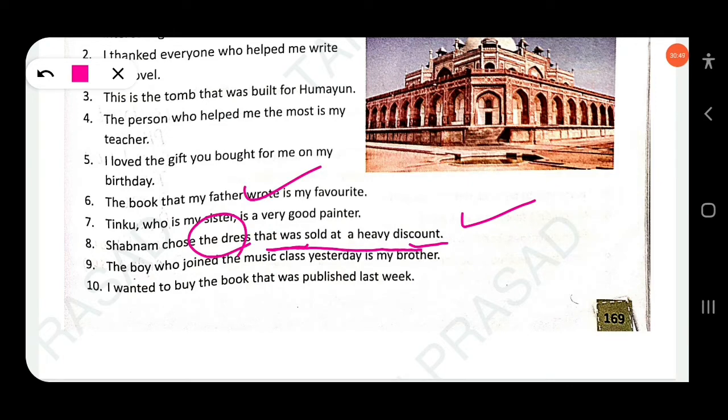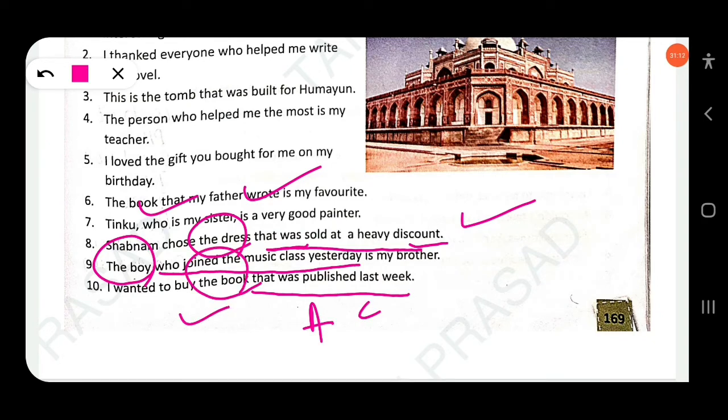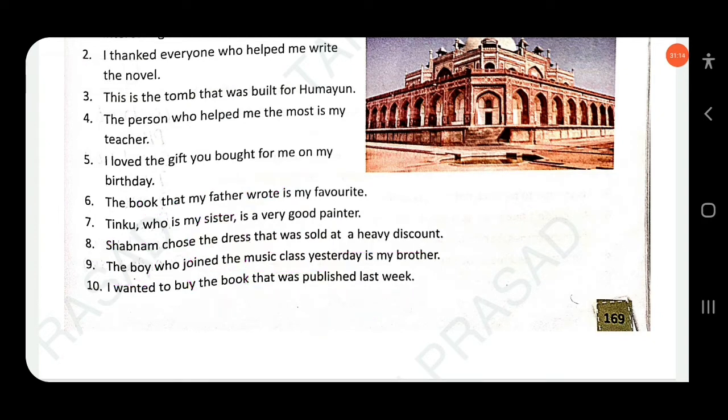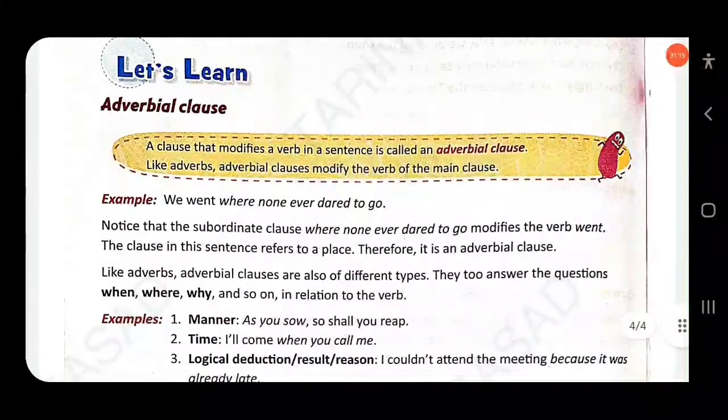The boy who joined the music class yesterday is my brother. Who joined the music class yesterday is the adjective clause, and you have to circle the noun the boy. I wanted to buy the book that was published last week. That was published last week is the adjective clause, and you have to circle the noun book. Clear? Then next here, adverbial clause.